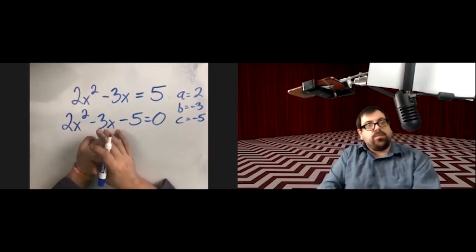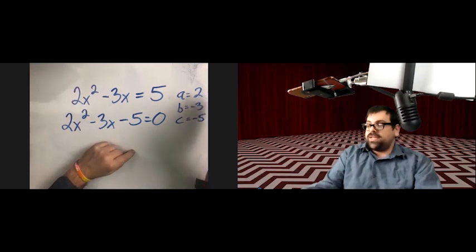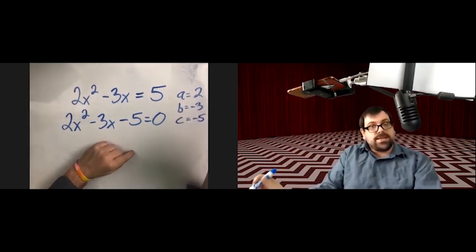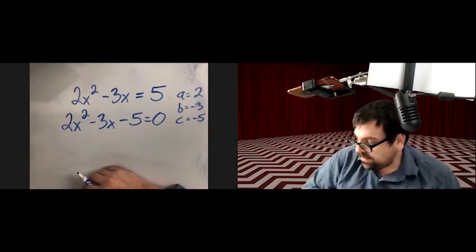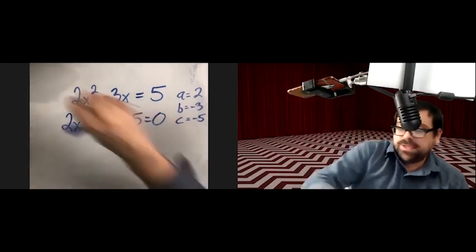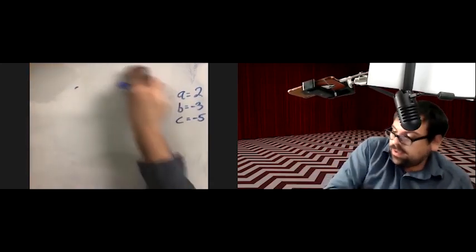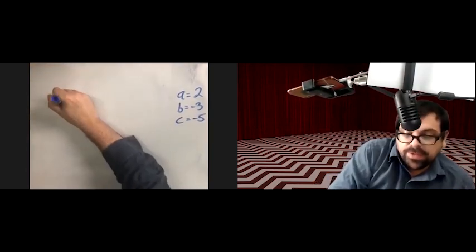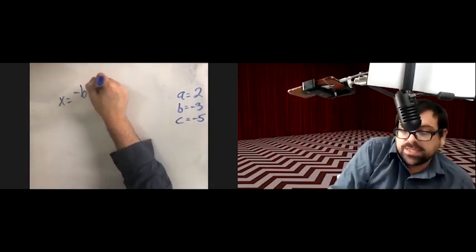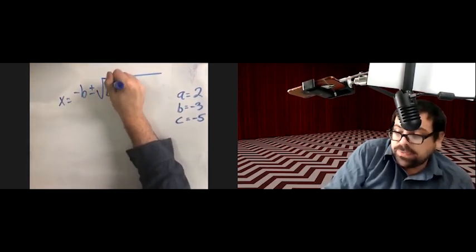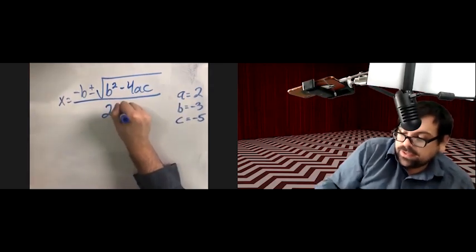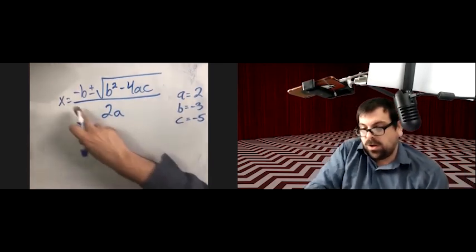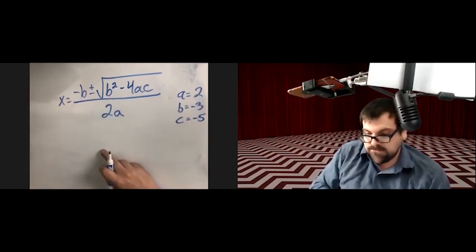You got to get everything on one side with 0 on the other before you take your A, B, and C, because that's how you're going to make sure that you have the right sign, positive or negative. Once we have A, B, and C, we write down the quadratic formula. X equals -b plus or minus the square root of b squared minus 4ac all over 2a. All over, not just the radical over.